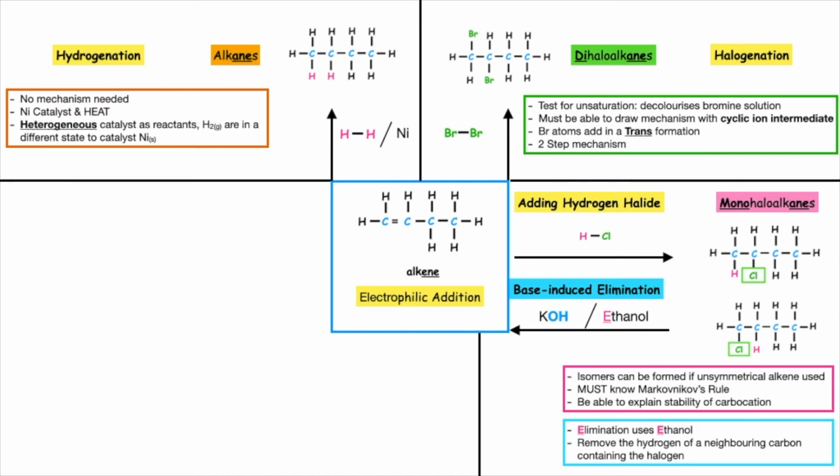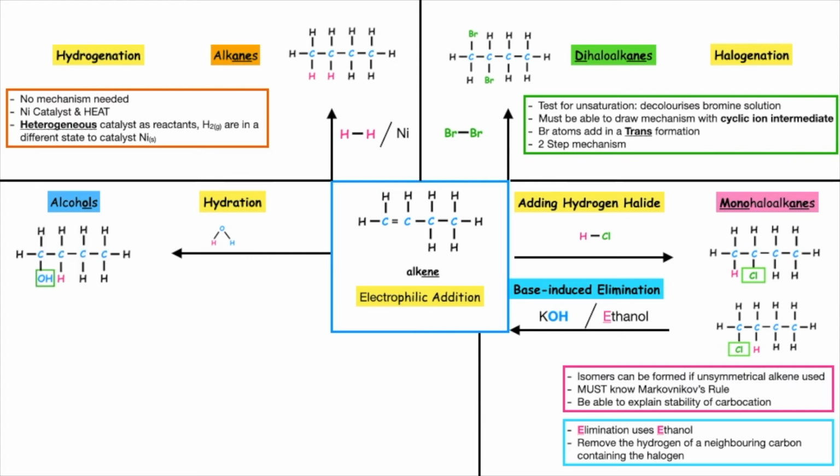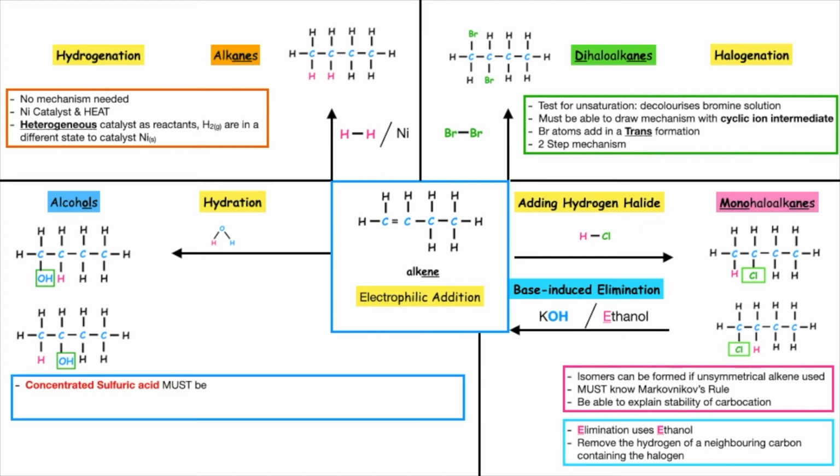The last type of electrophilic addition that we have to know is the addition of water, which is known as hydration, and that forms our alcohols. Again, we're going to form butan-1-ol and butan-2-ol, as this is an unsymmetrical alkene. And for this mechanism to actually take place, we must use concentrated sulphuric acid. Without that, the mechanism won't happen, as this produces the H+ ions, which act as a catalyst which starts the mechanism.